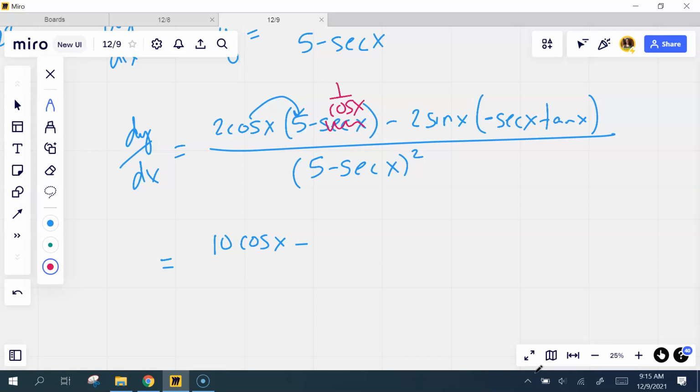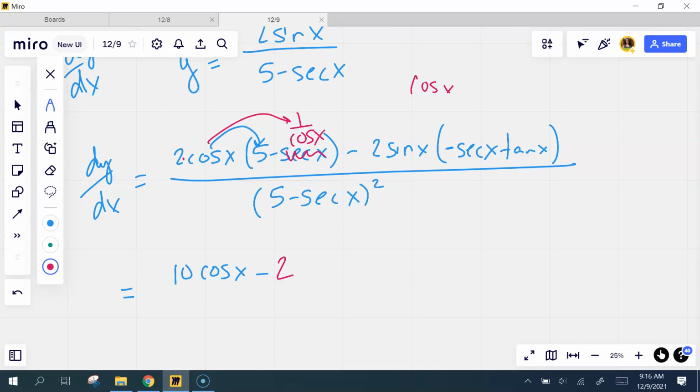So what is cosine x times 1 over cosine x? 1. So 2 cosine x times 1 over cosine x is really just 2, because this 2's out in front. So cosine x times 1 over cosine x is 1, but I've got to remember that 2's out there. I'm multiplying by 2. Minus. Actually, it's going to be plus because of these 2 negatives.